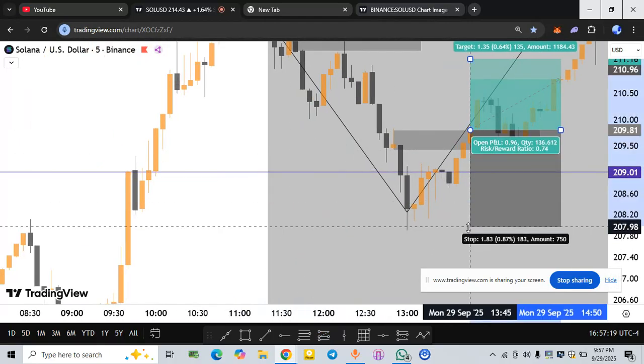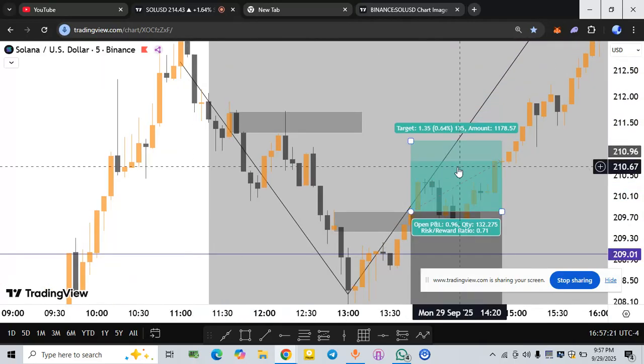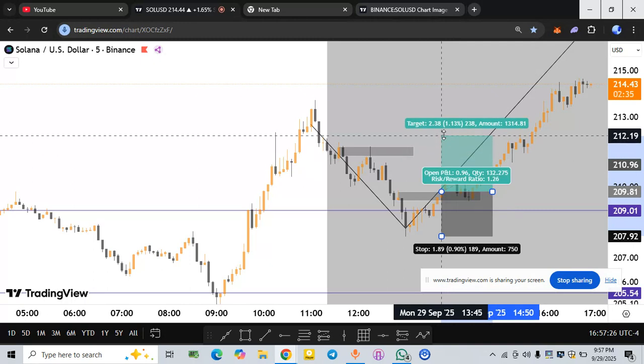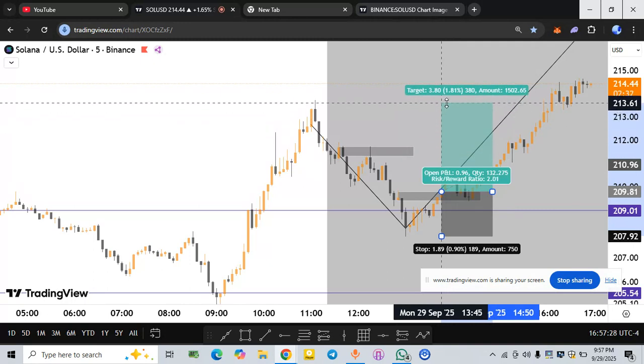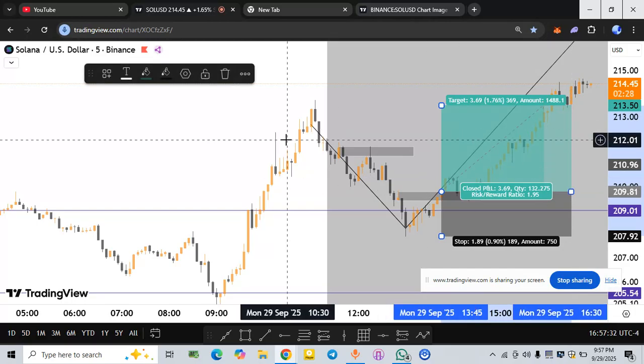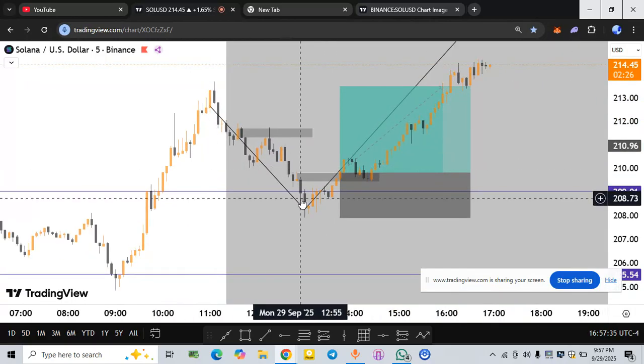Now, stop loss is just below this area. Targets, how many risk to reward? 1 to 2. Simple as that. So we target 1 to 2 over here. As you can see, boom. That was all. So that's basically how entry works.